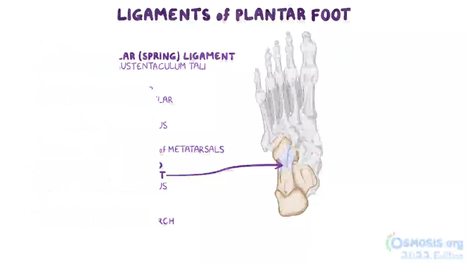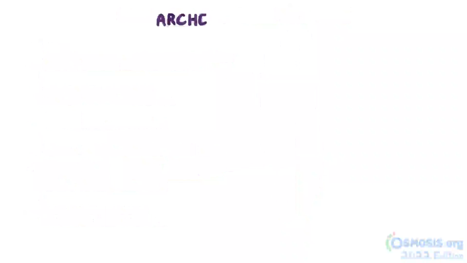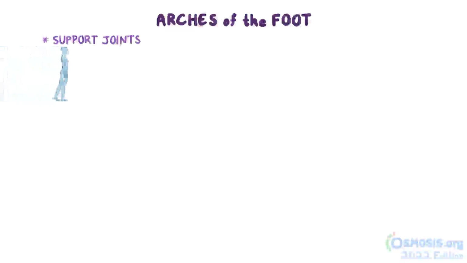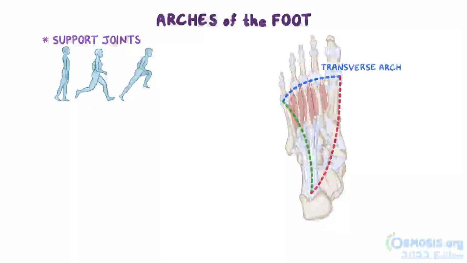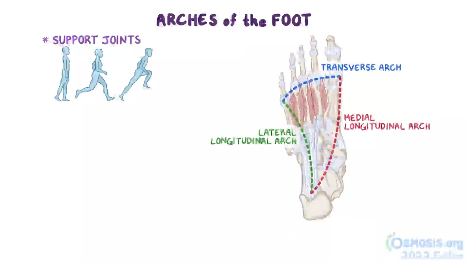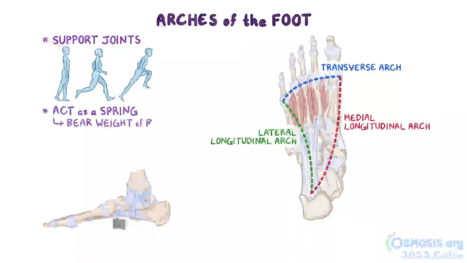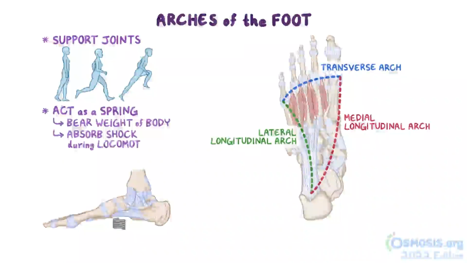Now, like we've just mentioned a couple times, we've been hinting at something called the arches of the foot, which helps support the numerous joints of the foot through activities like walking, running, and jumping. There are 3 arches on each foot, forming a triangle, with the base of the triangle at the toes and the tip at the heel of the foot. The base is formed by the transverse arch, whereas the 2 sides are formed by the medial longitudinal arch and the lateral longitudinal arch. Because of their shape, the arches are able to act as a spring, bearing the weight of the body and absorbing the shock produced during locomotion.